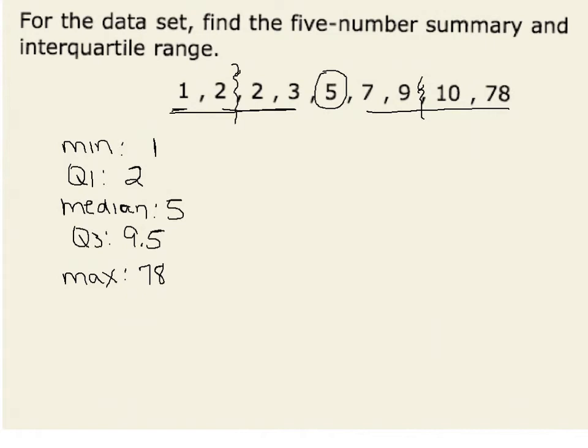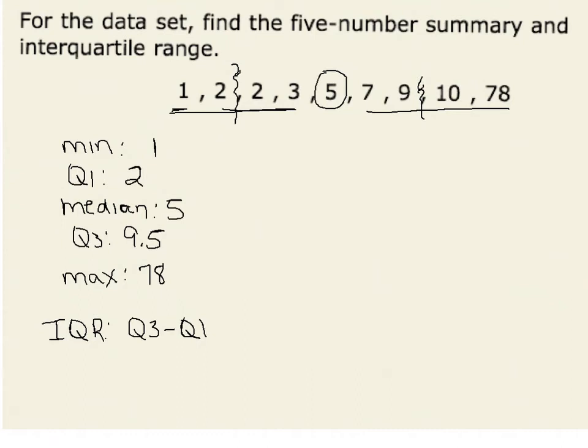This gives us our 5-number summary, which lists the lowest value, the lower quartile, the median, the upper quartile, and the highest value of a data set. The interquartile range is often denoted IQR, and this is given by finding the upper quartile and taking away the lower quartile. What does this interquartile range mean?